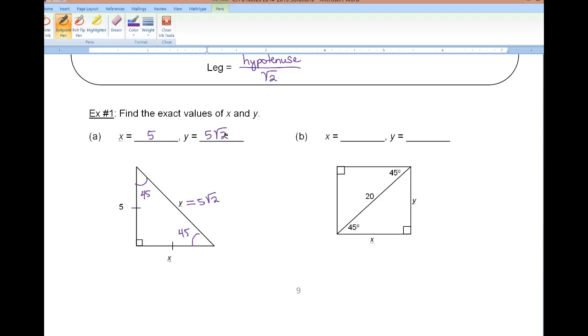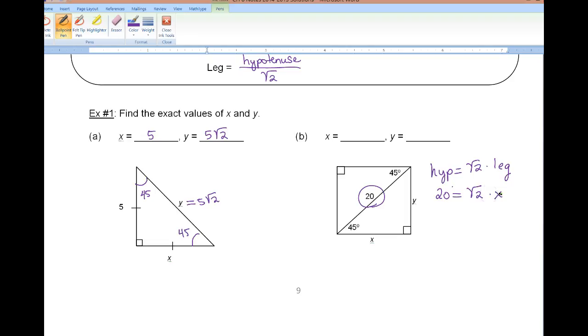Notice the hypotenuse is 20, and what I was just showing you is every time we were looking at the examples, it ended up having a root 2. Well, what did I tell you up here? The hypotenuse is equal to square root of 2 times the leg. So if the hypotenuse is 20, and the leg is x, you would divide by root 2.